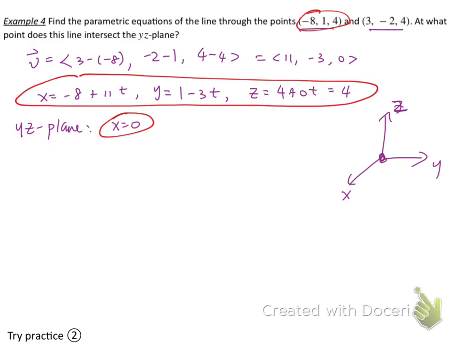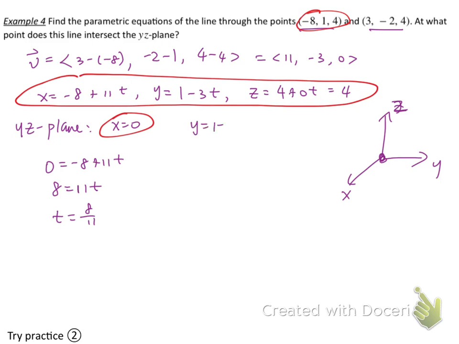That forces the two expressions for x to be the same. So I'm having 0 equals -8 plus 11t. Then I solve it. 8 equals 11t, so t equals 8 over 11. So when x equals 0, if the line touches the YZ plane, the only number that will make x 0 is t equals 8 over 11. Then the y and z coordinates, you can just plug in t to find out.